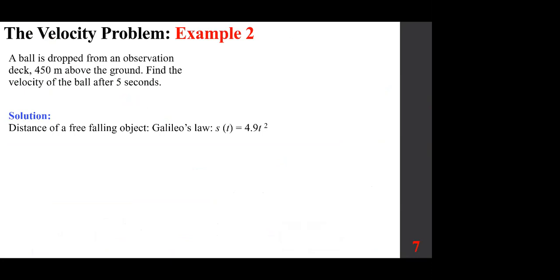The next problem is a velocity problem. Here's an example. A ball is dropped from an observation deck 450 meters above the ground. We want to find the velocity at a specific point, in this case, 5 seconds. We are following the free fall objects, Galileo's law. S of t is 4.9 t squared. It's really half of g t squared. I hope you remember the basics from physics. And we'll discuss that further later on.